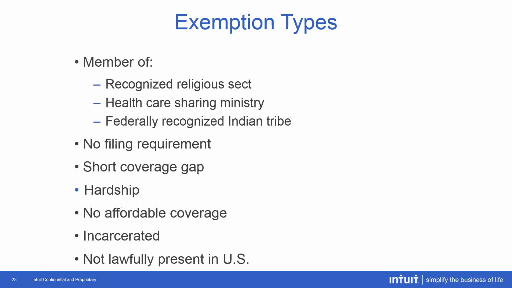Some of the exemption types. You can be a member of a recognized religious sect conscientiously opposed to accepting insurance benefits. You can be a member of a healthcare sharing ministry, a member of a federally recognized Indian tribe. If you have no filing requirement, you're also exempt. Short coverage gap, less than 3 months, you're exempt for those 2 months. And you can have only one short coverage gap exemption within a year. There's a multitude of hardship exemptions, and I'll show you those in a bit. No affordable coverage, which means over 8% of my household income is attributed to insurance. Incarceration, I'm exempt, and not lawfully present in the United States.